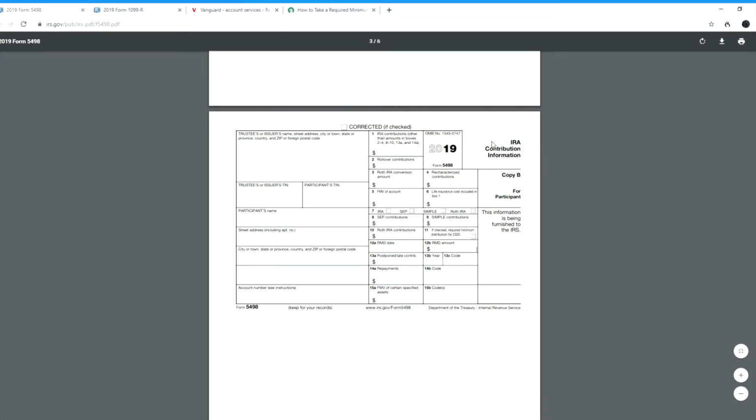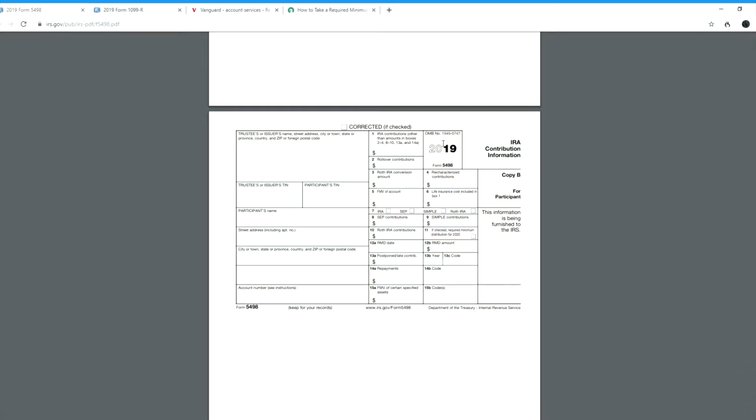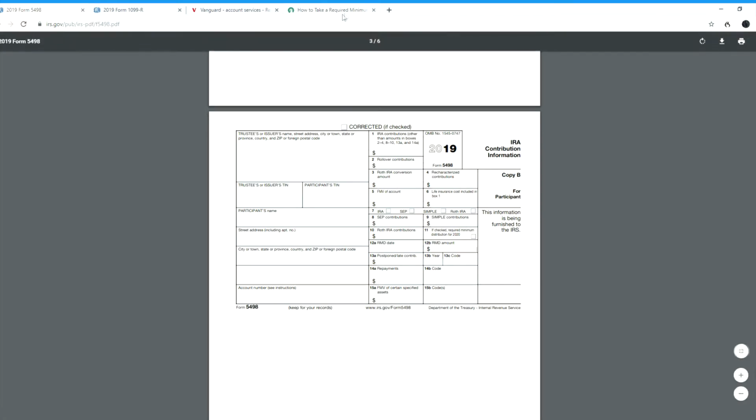Now once you have identified, and by the way, this form will be sent to you usually in January. I think that trustee and custodial institutions are required by the IRS to send it by January the 31st or February the 1st, depending on how the date falls on the week. If it's a weekend day, I think it's February 1st or January the 31st. So in January, you will expect to receive one of these, either if you've contributed to your IRA that year, or if you have a required minimum distribution that is going to be due.